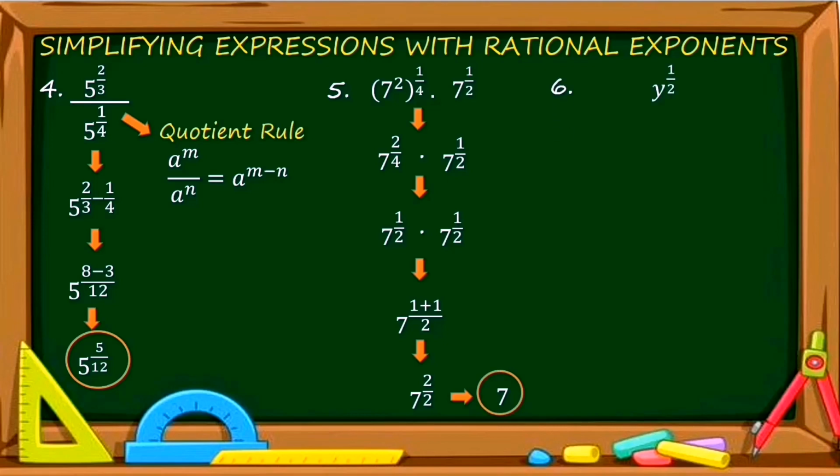Number 6, y^(1/2) divided by y^(3/4). This is similar with number 4, so we will also be using the quotient rule. So this will become y^(1/2 minus 3/4). Then simplify the rational exponents. That will give us y^((2 minus 3)/4). Simplifying it again, it will give us y^(-1/4).